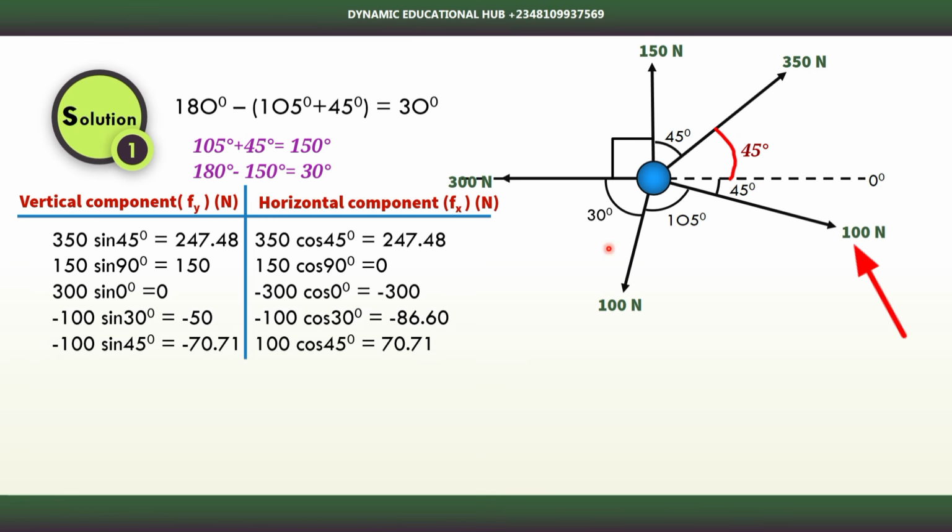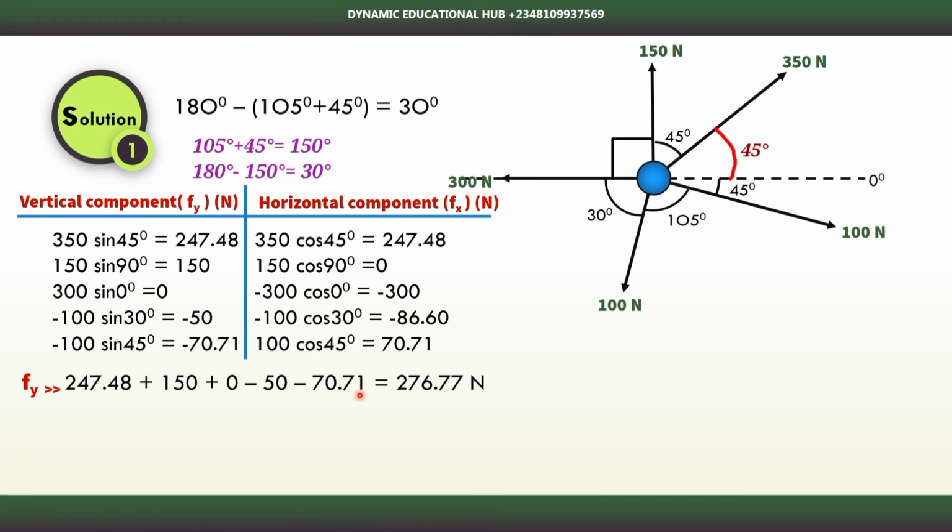Next, the next thing is to find the algebraic sum of these forces. Now let's go ahead and do that. In doing that, let's start with the vertical components. So we have 247.48 plus 150 plus 0 minus 50, finally minus 70.71. When you do that, you are going to get this.